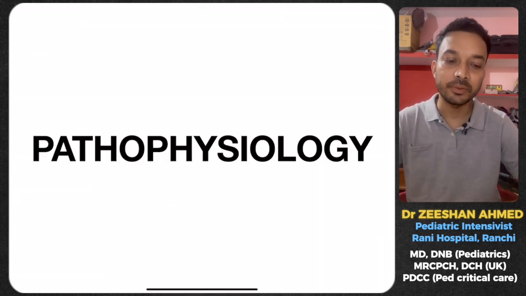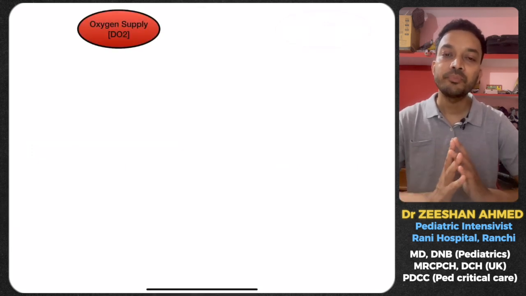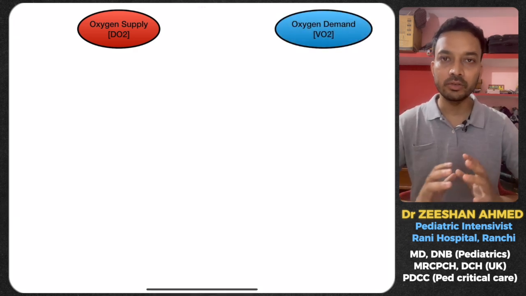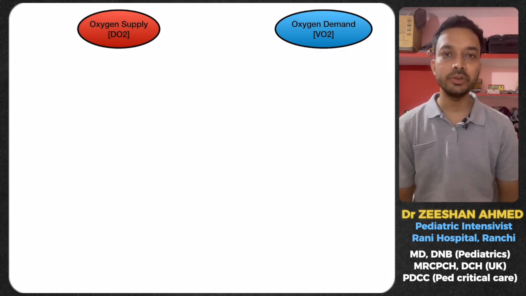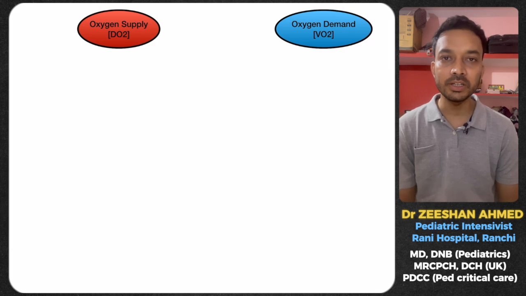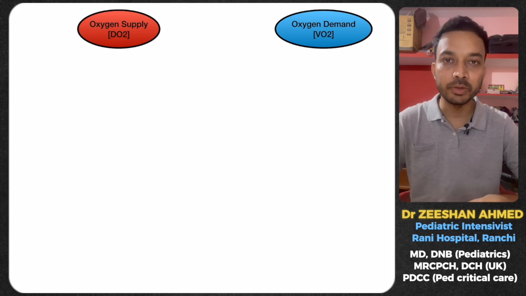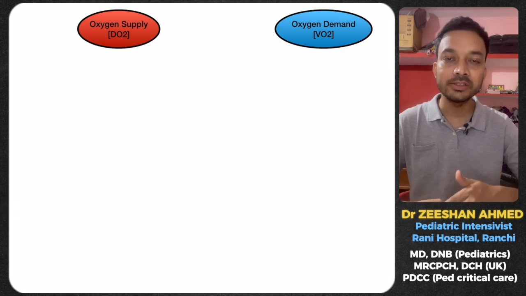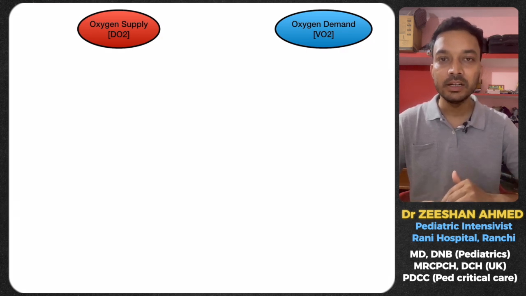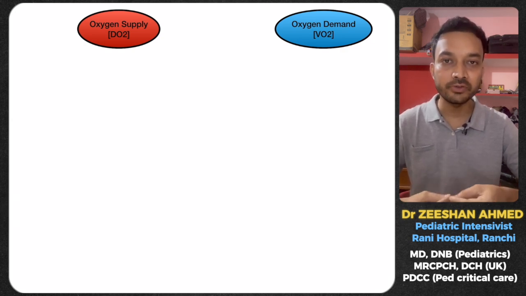So that was all about the etiology. Coming next to the pathophysiology. The pathophysiology of acute heart failure and cardiogenic shock is very similar to any kind of shock. So there is a concept of oxygen supply or DO2 and oxygen demand or VO2. So DO2 is the delivery of oxygen to the tissues per minute, and VO2 is the extraction of oxygen from the blood by the tissues per minute. So if the demand of oxygen by the tissue increases or the supply of oxygen in the blood decreases, it will lead to symptoms of shock. And if it is due to cardiac dysfunction, then it is cardiogenic shock.